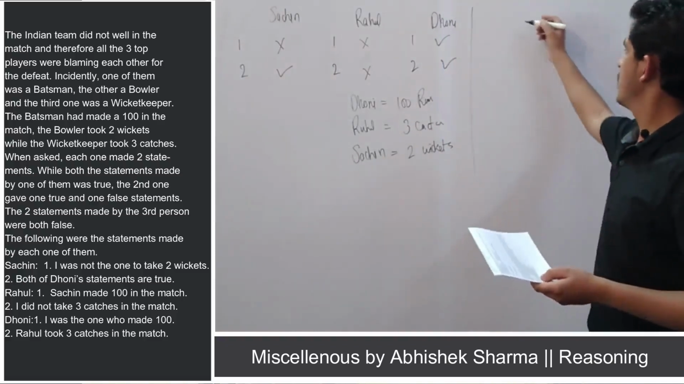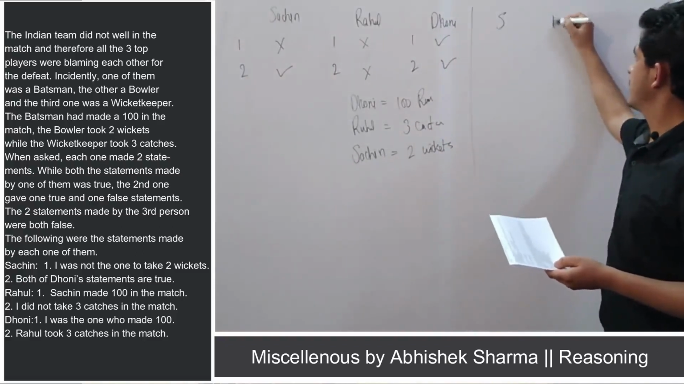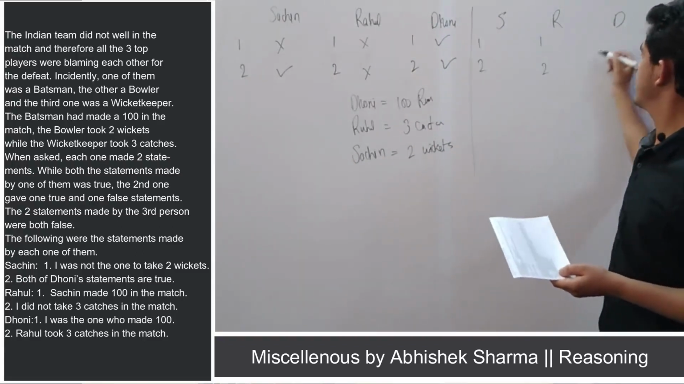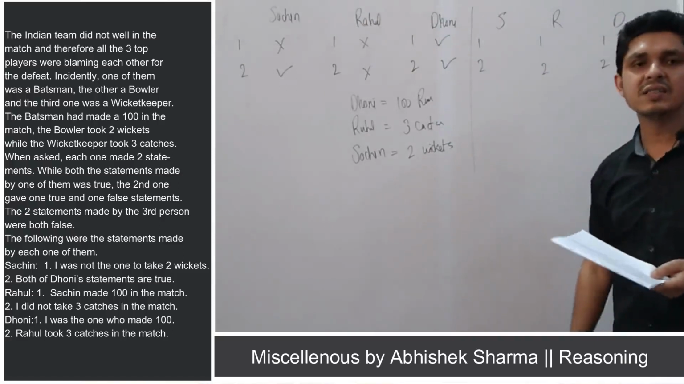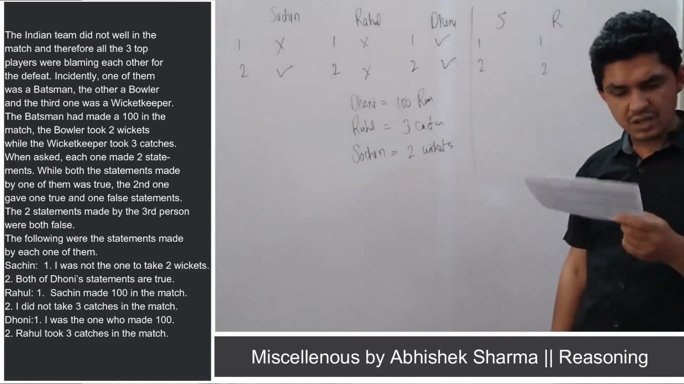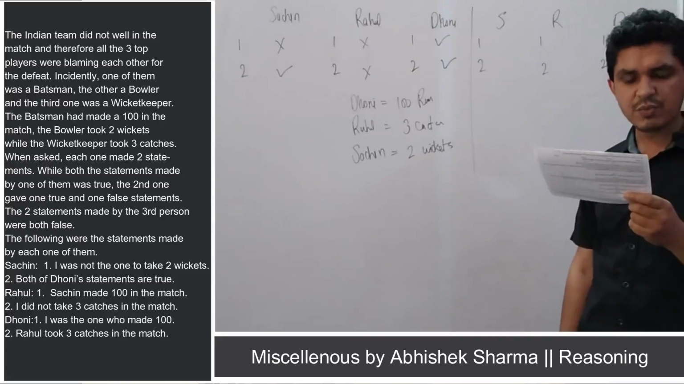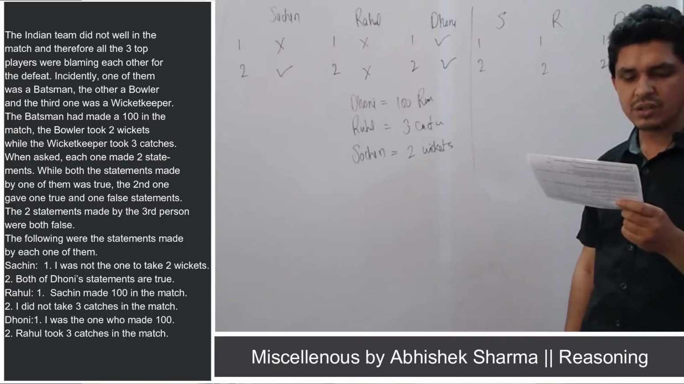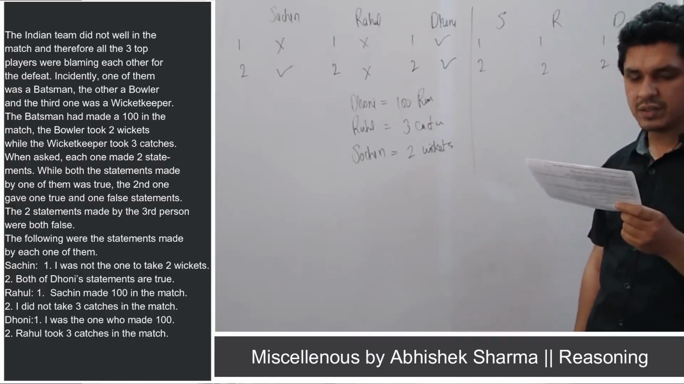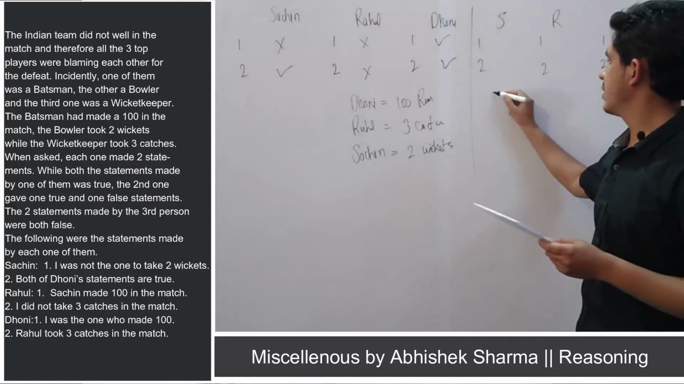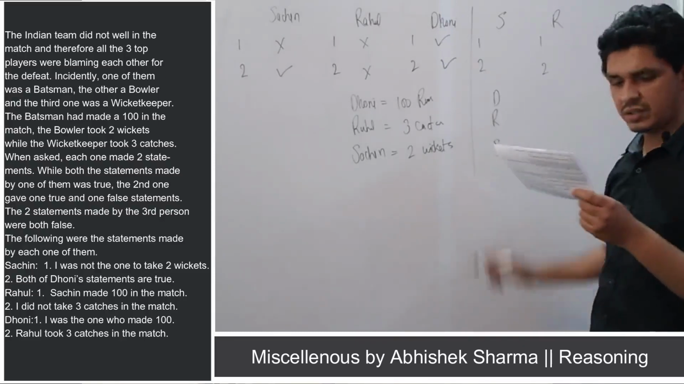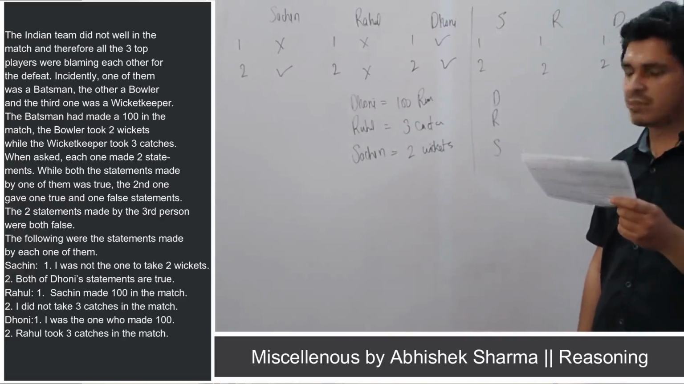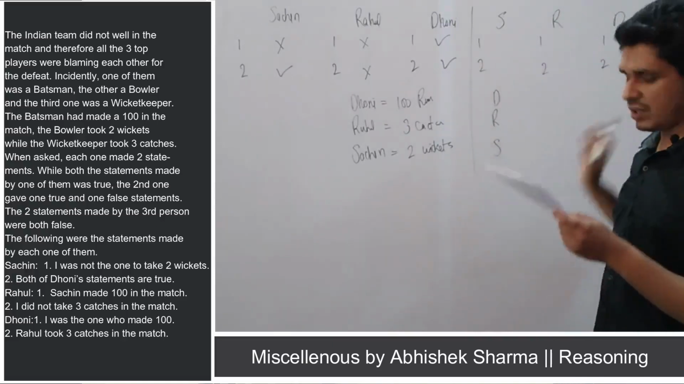Okay, let us check one more scenario where Sachin, Rahul and Dhoni each give a first statement and a second statement, right? So the question is, a statement spoken by Sachin, I was not the one to take 2 wickets. Suppose like Dhoni, Rahul and Sachin, right? And the second statement is, both of Dhoni's statements are true.